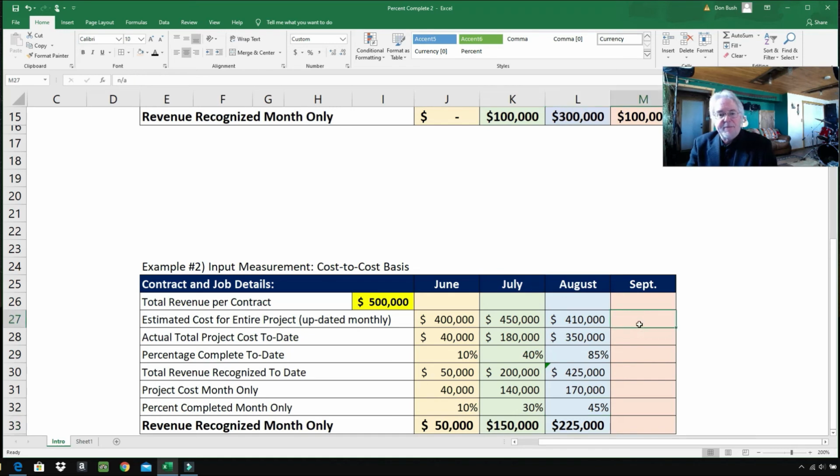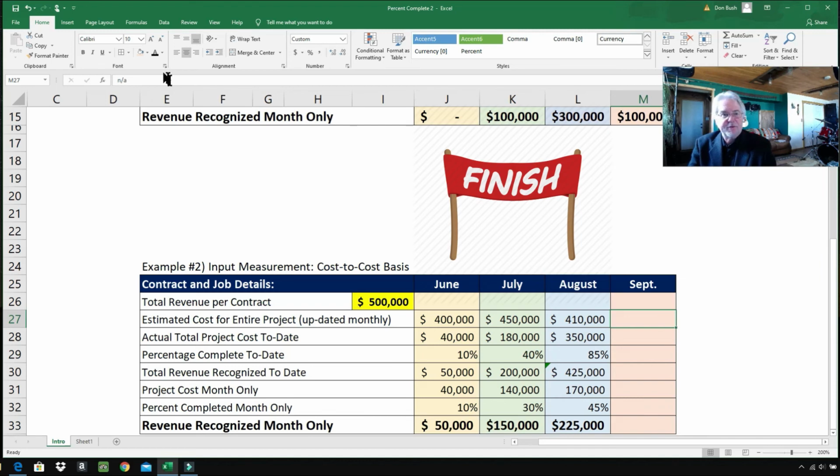Going on to the month of September. So we talked to the engineer at the end of September, and we asked the engineer, what is the estimated total cost to do this whole project? And the engineer says, well, we don't need an estimate because we're done. We're done with the project. There's no more estimating. For estimated cost for the entire project, I'm going to put not applicable. And so we asked the engineer, how much did it end up costing? The engineer says a grand total of $420,000. And so we are now 100% complete.